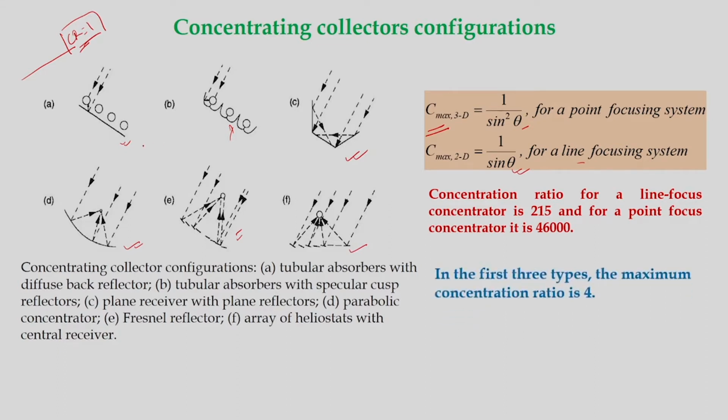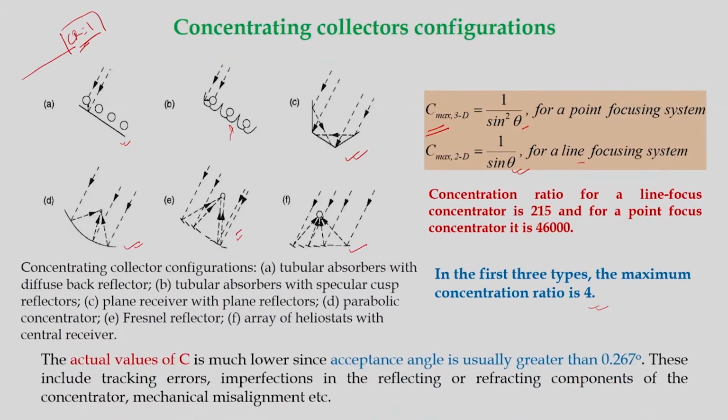And as I said, these are the attempts to increase the concentration ratios, though for these first three, the maximum concentration ratio that can be achieved is 4. Okay? And then other configurations, of course, have quite high concentration ratios. The actual value of this concentration ratio C is much lower, since the acceptance angle is usually greater than 0.267 degree. This includes tracking errors, imperfections in the reflecting or refracting components of the concentrator, mechanical misalignments, etc. Okay? So, these are the causes of reduction of the actual concentration ratio.